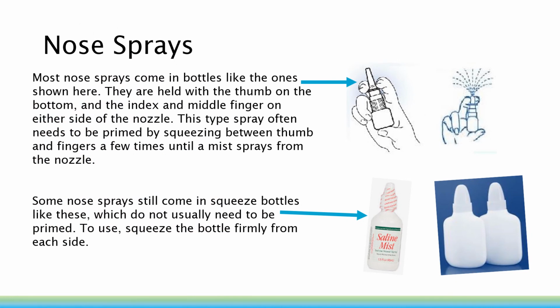Nose sprays. Most nose sprays come in bottles like the ones shown in this picture. They are held with the thumb on the bottom and the index and middle finger on either side of the nozzle. This type of spray often needs to be primed by squeezing with the thumb and fingers a few times until mist actually comes from the bottle and the nozzle.